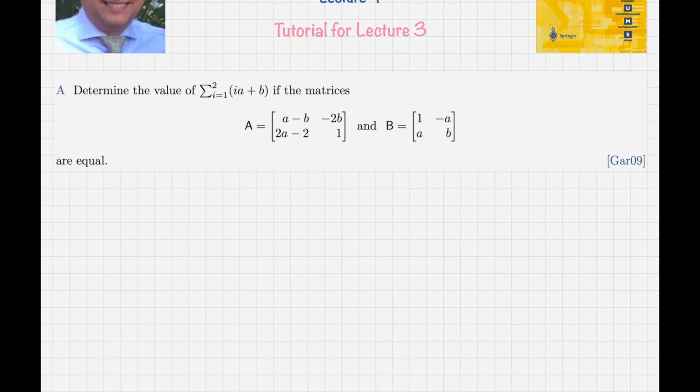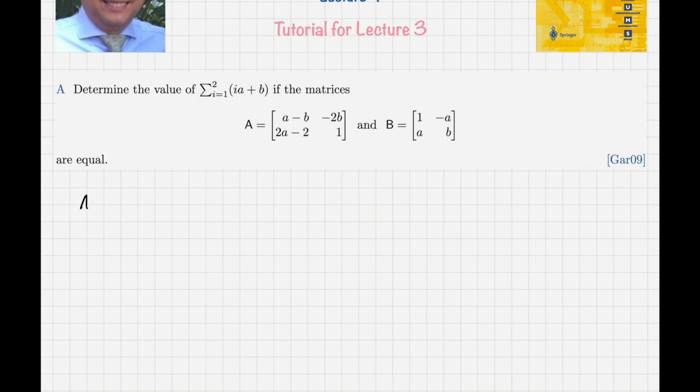So we want to do that here. When A is equal to B, it means that, of course, this matrix is 2 by 2 and this matrix is 2 by 2, so from the order point of view, they match. So we need to make the entries correspondingly equal to each other. Then this implies that A minus B has to be equal to 1, then minus 2B has to be equal to minus A, 2A minus 2 has to be equal to A, and 1 has to be equal to B. So all of them should be simultaneously satisfied. This entry should match with this one, this entry should be equal to that, this entry should be equal to this, and finally this entry should be equal to that one.